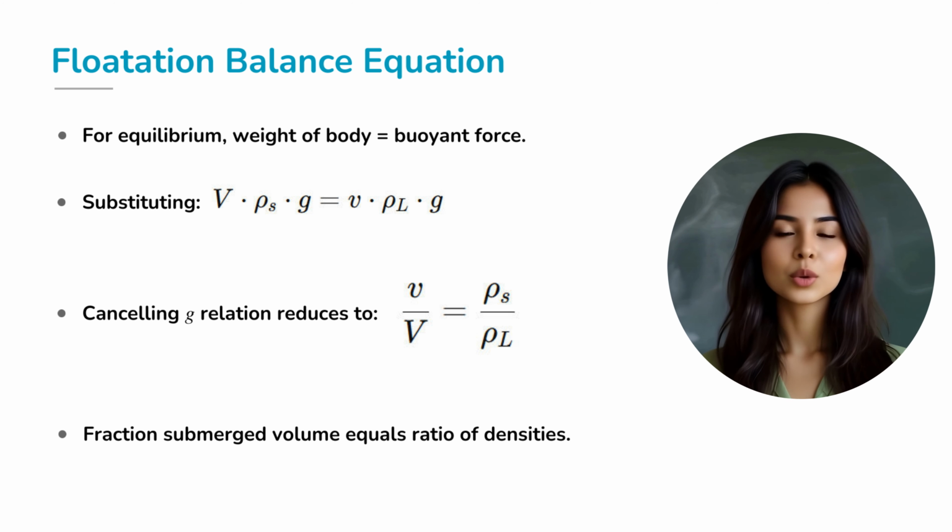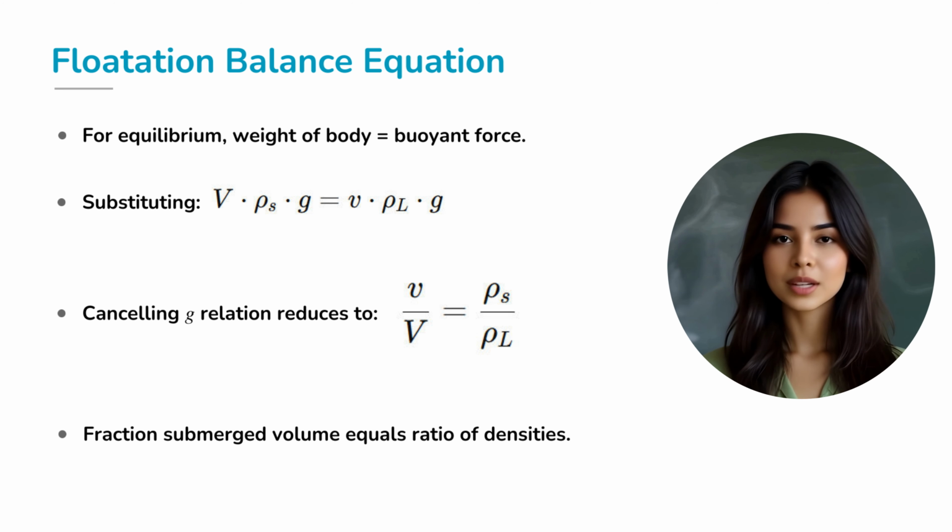For a body to float in equilibrium, its weight must equal the buoyant force. That means W equals Fb. Substituting the expressions, we get V into ρs into g equals V' into ρl into g. Notice how g cancels out. What remains is the fundamental relation V'/V equals ρs/ρl. This shows how the fraction of the body submerged depends directly on the ratio of the densities.